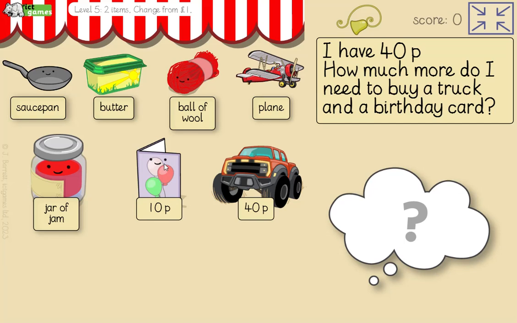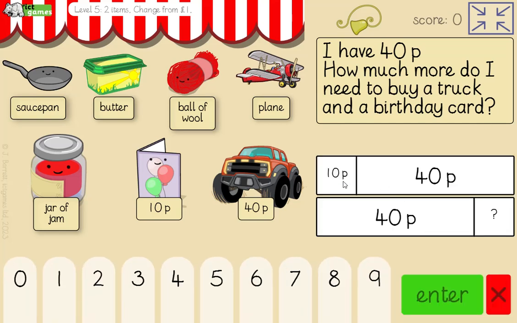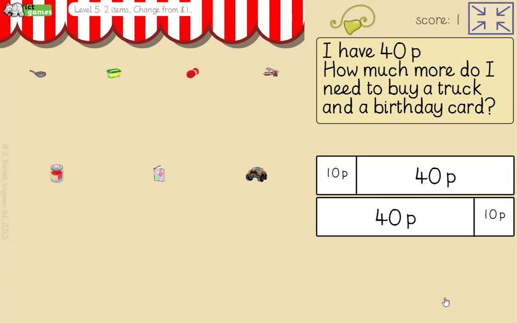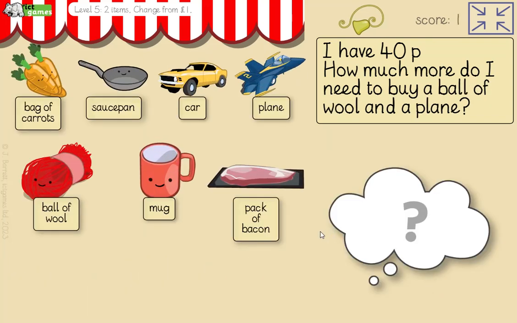Now this is a 2-step question. There's 2 operations we have to do. Let's read the question again. I have 40p. How much more do I need to buy a truck and a birthday card? Okay, so the first operation I need to do is add the 40 and the 10p. That's 50p. And then I need to find the difference between the 40 I have and the 50. To be honest, this one's easy because I can see the pattern straight away. I didn't really need to calculate it. Let's try the next one.